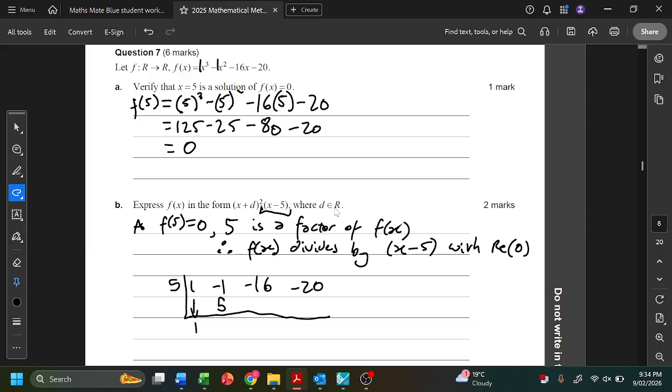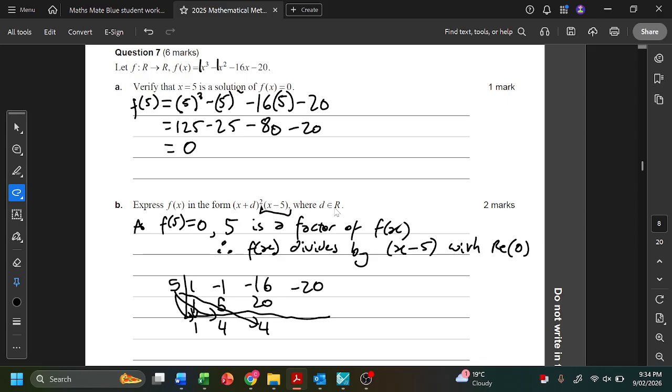So equals 5 over here. So that was 5 times 1. That gives us 5. Then we do -1 plus 5, which gives us 4. Then we do 5 times 4, which gives us 20. -16 plus 20 gives us 4. And then lastly, we have 5 times 4 over like this.